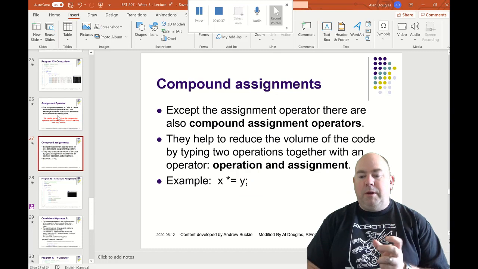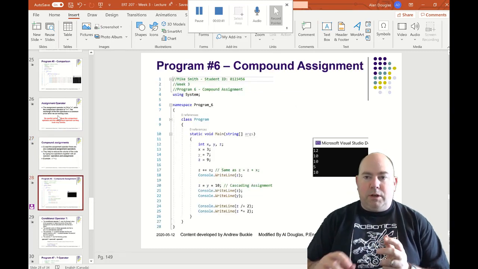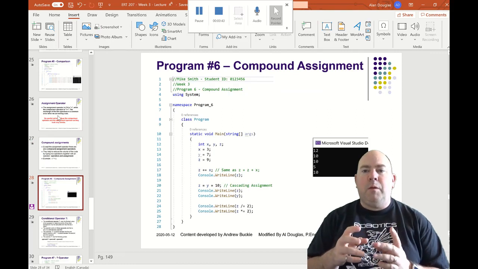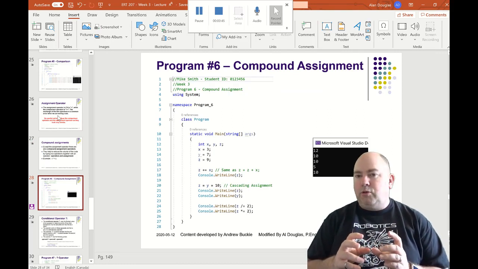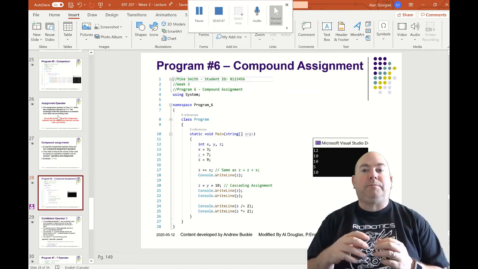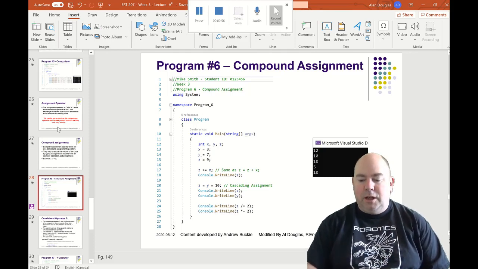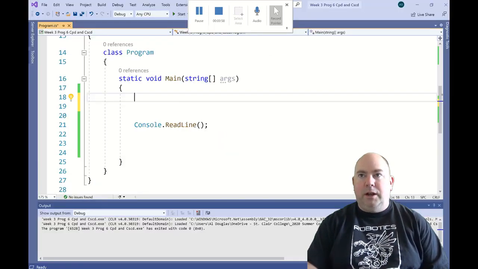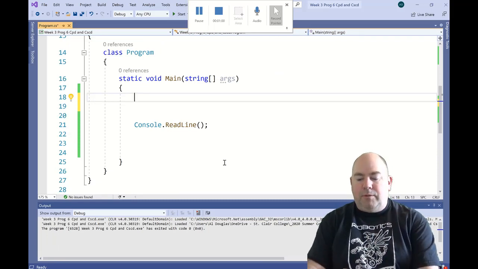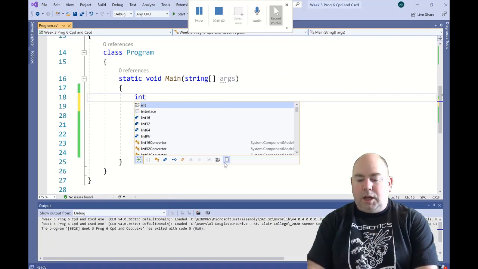So we're going to talk about compound assignments and cascading assignments. This is a way that you can make code more compact. It gets a little bit tricky to read, but you'll see it in some higher level coding. People will use this quite a bit. So we'll get right into this program because it's easier to understand if you see it being done. So let's start off by defining a couple variables here.